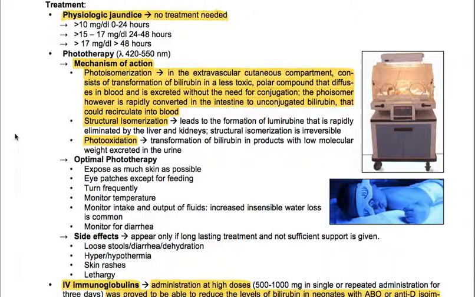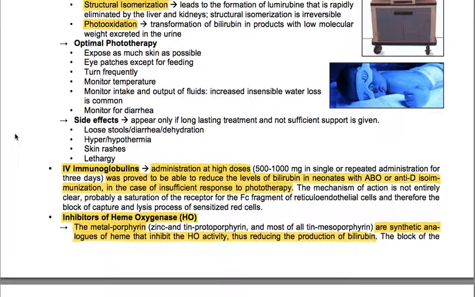IV immunoglobulins administered at high doses, like 500 to 1000 milligrams in single or repeat administration for 3 days, were proven to be able to reduce the levels of bilirubin in infants with AB0 or anti-D isoimmunization in the case of insufficient response to phototherapy. The mechanism of action is not entirely clear, probably a saturation of the receptor for the Fc fragment of reticular endothelial cells, and therefore the block of the capture and lysis process of sensitized red cells.